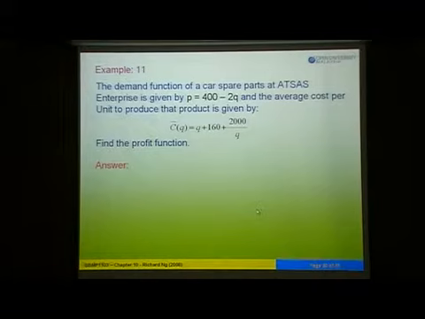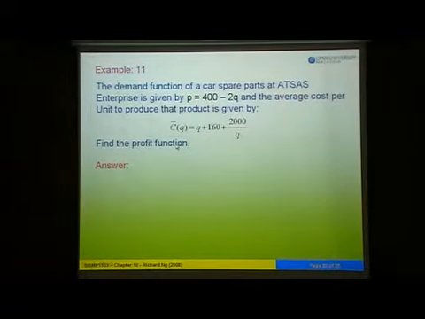Alright? Now in example 11, we are given the demand function of a car spare parts at SAS enterprise, given by P equals 400 minus 2Q. And the average cost per unit to produce that product is given by C bar equals Q plus 160 plus 2000 over Q. So we are asked to find the profit function.